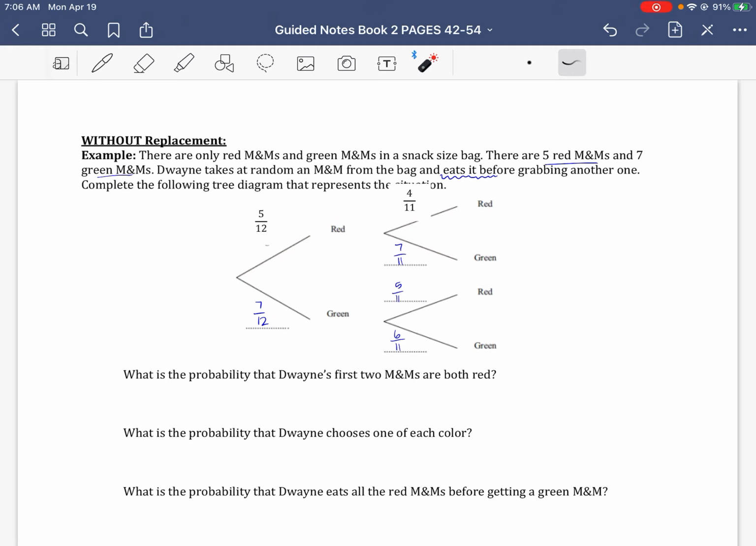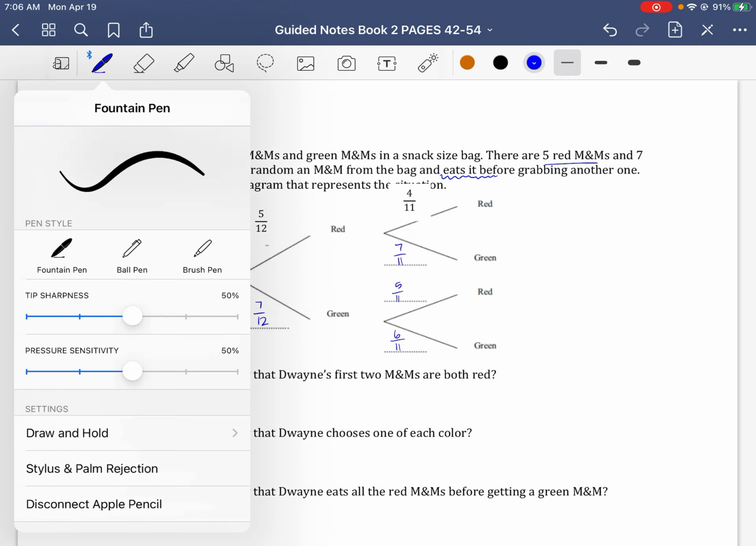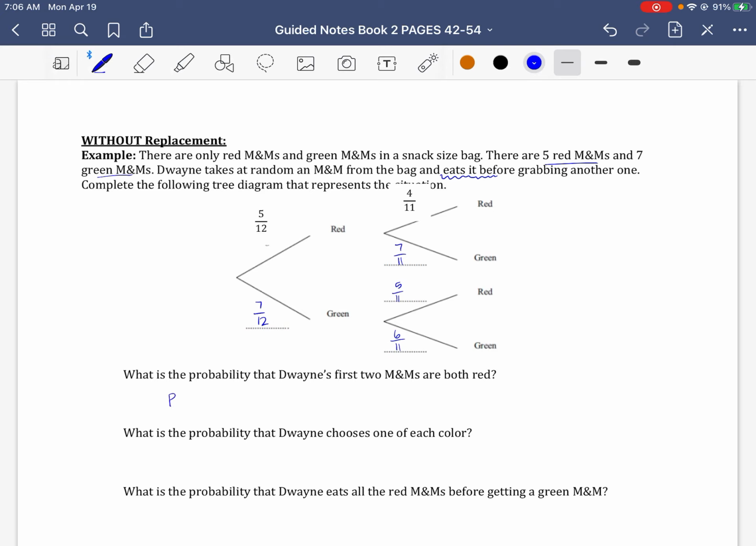So what is the probability Dwayne's first 2 M&Ms are both red? That would be this branch right here, red, red. So we're finding the probability that he gets red and red on his 2 draws. So 5/12 takes us down that red and red, and we can calculate that.